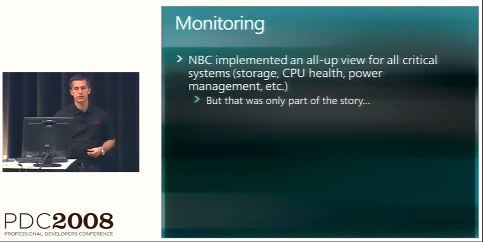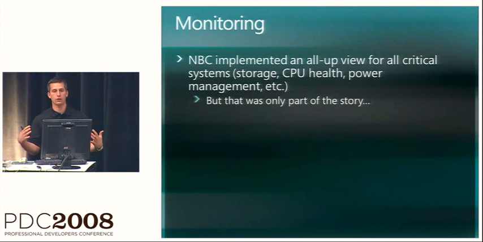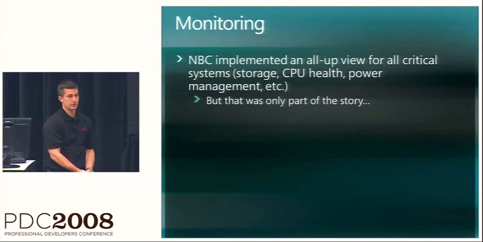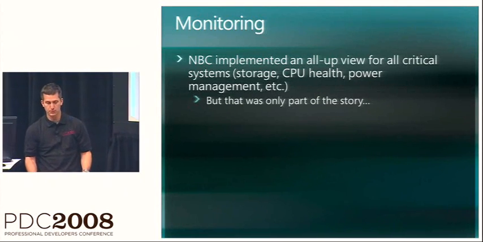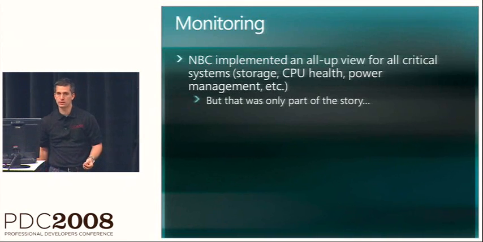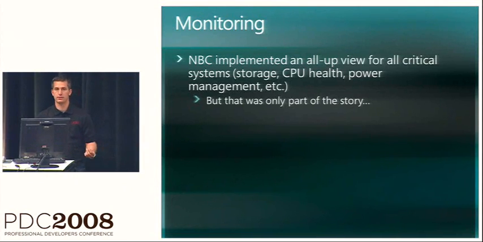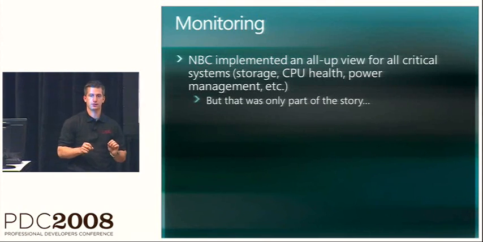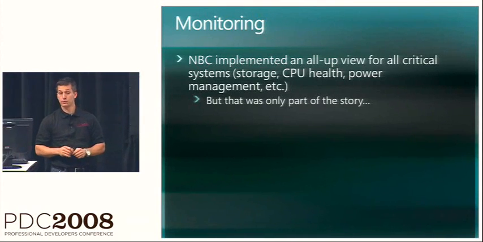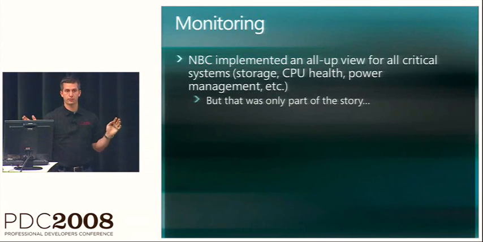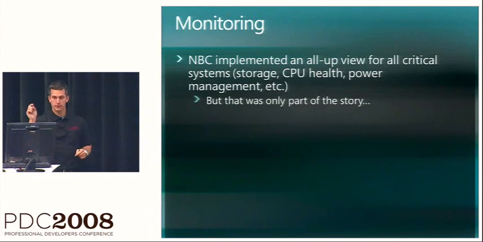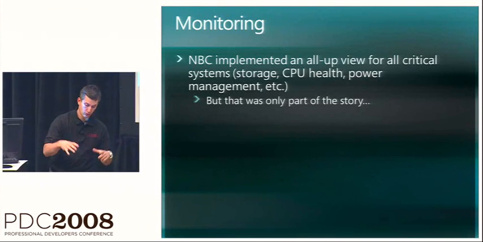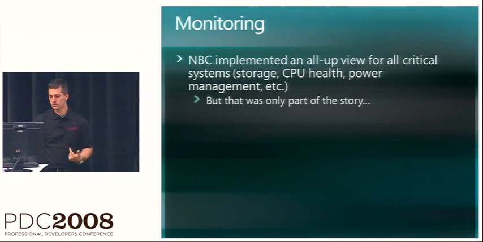NBC did a really good job. They implemented this all-up view for critical systems that they built. So that slide that I showed you with all the systems, they could walk up to this dashboard and look at CPU utilization on a particular machine, power management, et cetera. A fly couldn't spit on a particular machine without them knowing about it. And it was really cool because spindles would go bad, people would trip over cords. They had this mechanism to manage what was going on with the core engine. But that was only part of the story.